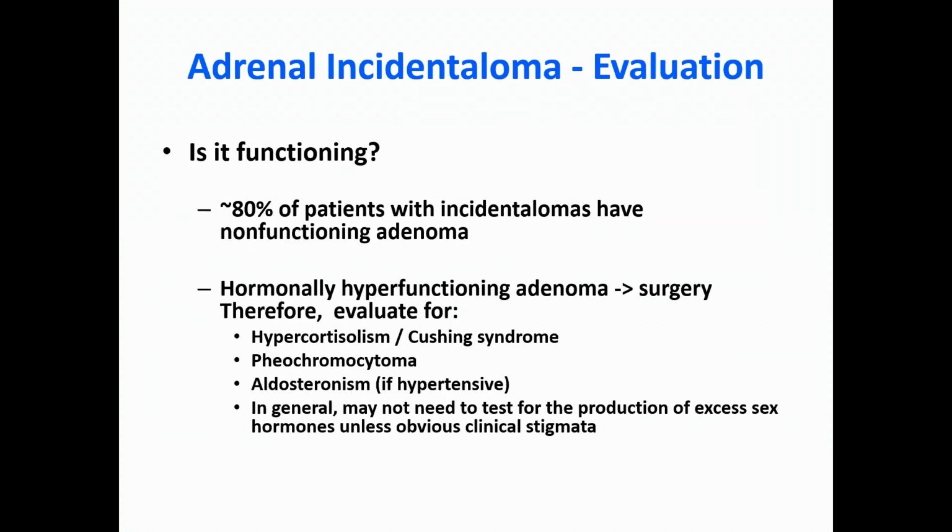So the first question to ask for evaluation of adrenal incidentalomas is, is it functioning? Most adrenal incidentalomas are non-functioning adenomas. However, the branch point is that hormonally hyperfunctioning adenomas will be managed surgically, and therefore it's important to evaluate for all 3 conditions: hypercortisolism or Cushing syndrome, pheochromocytoma, and lastly, aldosterone if the patient's hypertensive. In general, you might not need to test for the production of excess sex hormones unless there are obvious clinical stigmata of this.